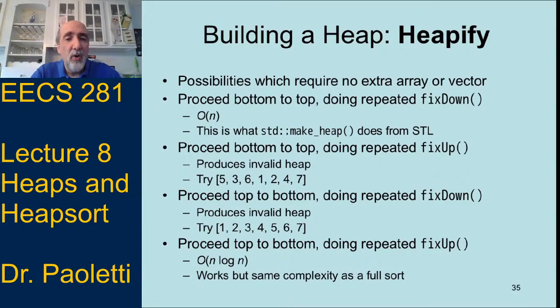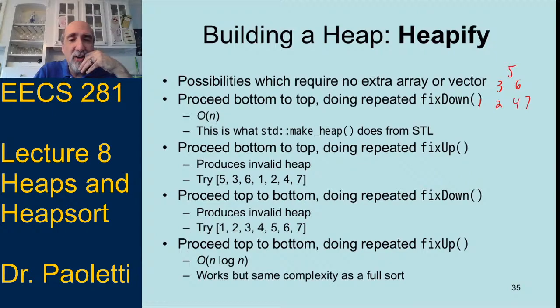Okay. We could go from bottom to top calling fix up. It produces an invalid heap. And what it says here is try this. If I treated this as if it was already a heap, like 5, 3, 6, 1, 2, 4, 7, and called repeated fix ups from bottom to top, you'll see that you get an invalid heap at some point.